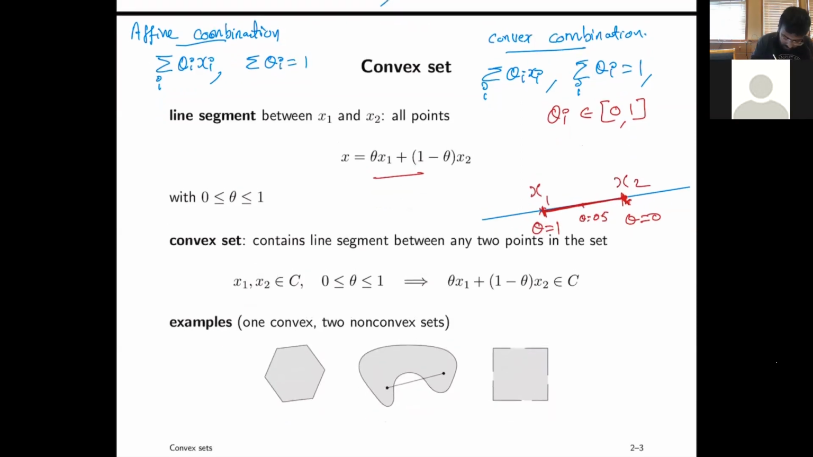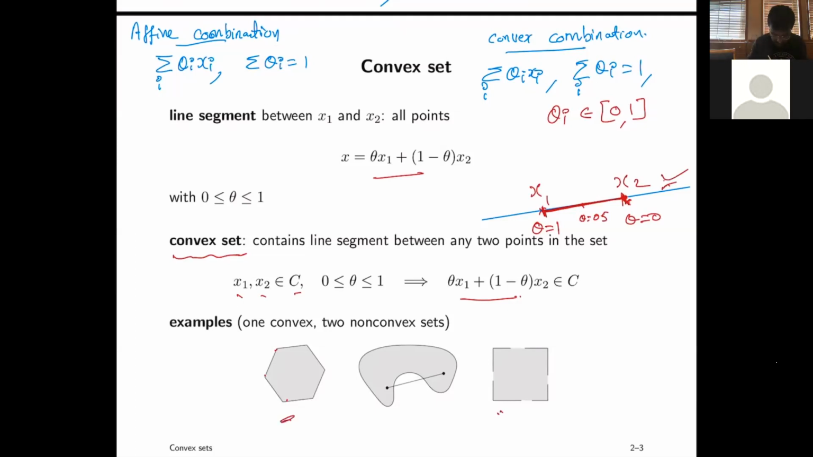So this is a convex combination. Now we move to convex set. What is a convex set? It is a set containing the line segment between any 2 points in the set. So it's the same thing: x1 and x2 belong to the set, then you have all the line segment belonging to the same set. So let's take some examples. This is a set in 2-dimensional space. We are considering some here. This was 1D, you can think like that. It could also be 2D.